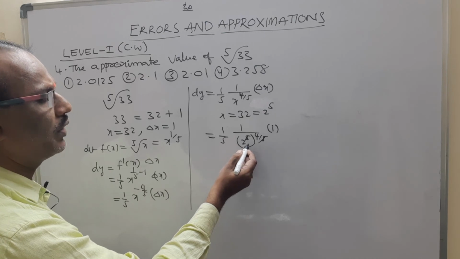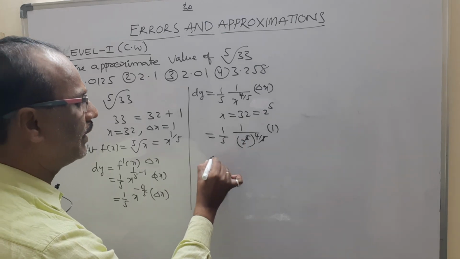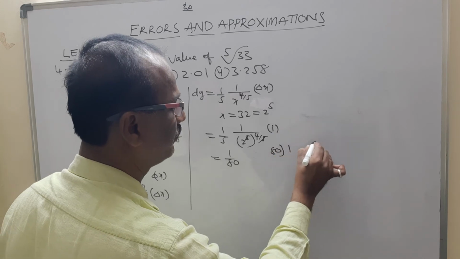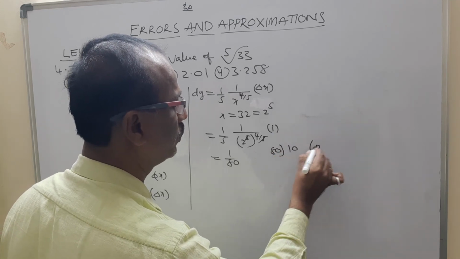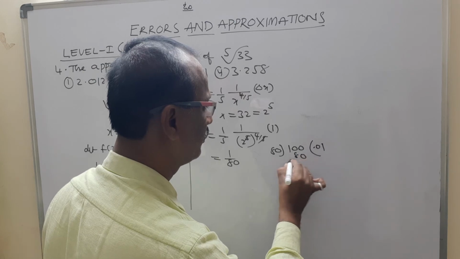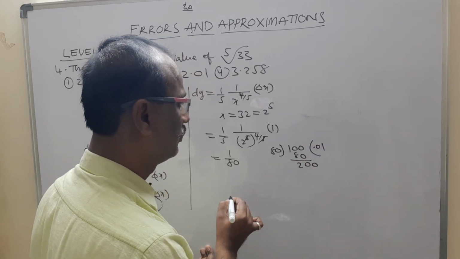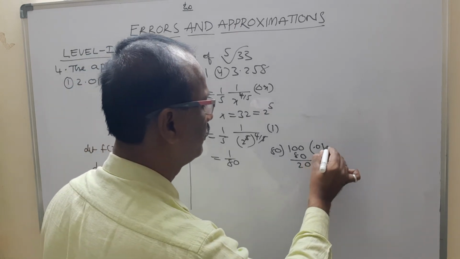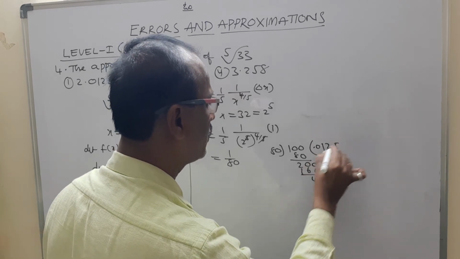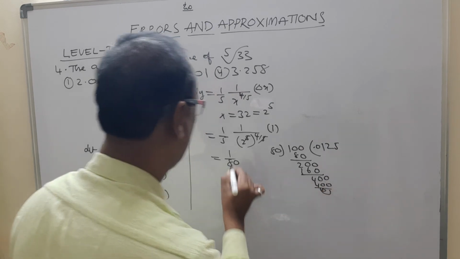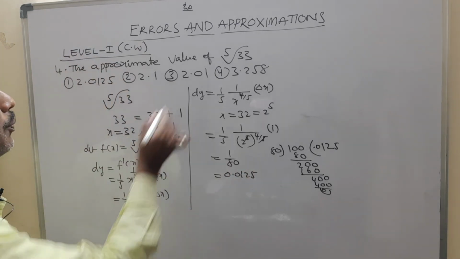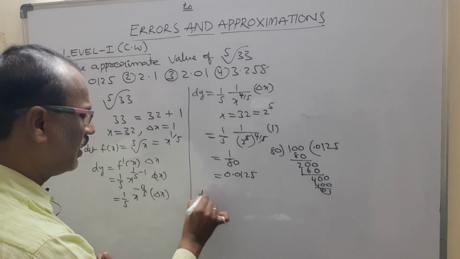2 into 2 is 4. 4 into 2 is 8. 8 into 2 is 16. 16 into 5 is 80. So 1 by 80. 1 by 80 value is 1 by 80. 8 1s are 8, 0. 8 2s are 16, 0. 8 5s are 40, 0. 1 by 80 value is 0.0125.